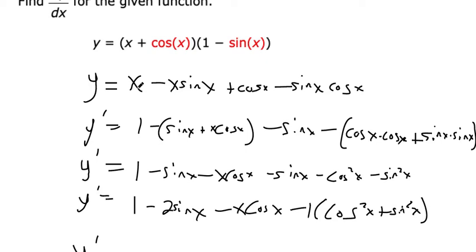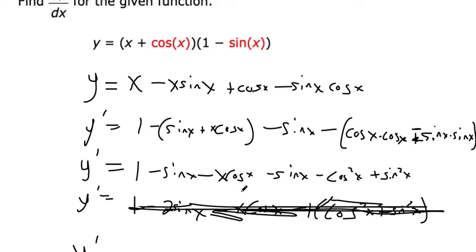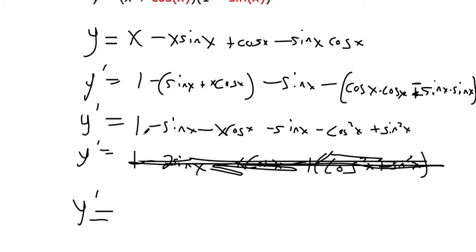Distributed x minus x sine x plus cosine x. That's right. Oh, right here. This is supposed to be a minus. Oh, so then I can't use the Pythagorean identity because when you distribute that, it's a plus. So this can't happen. So close to using it, huh?